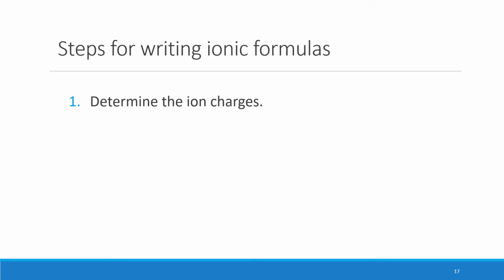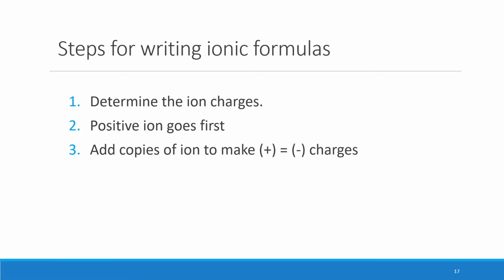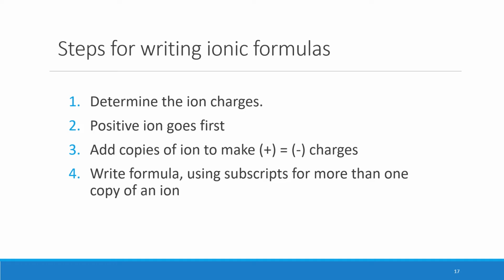So general steps, if you want to have a framework. Step 1, determine the charges on your ions that are involved. Step 2, always put the positive ion first. So it's going to come first in the name if you're given the name of the compound, but if you're just given 2 elements, whatever is positive is always going to go first. After you look at your charges, you add in extra copies of ions to make sure the positive and the negative charges are equal, and then you can write the formula using subscripts when you have more than one copy of an ion.